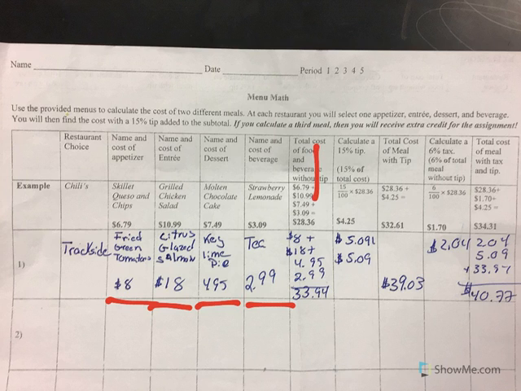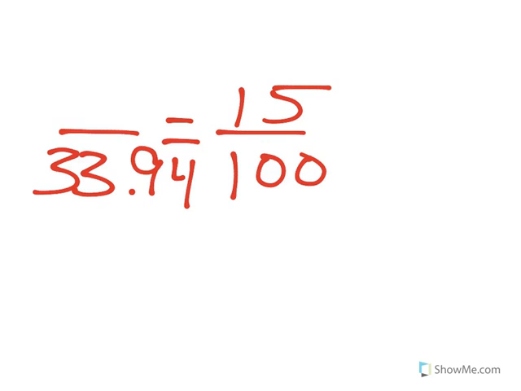So in this column right here, you can see that I added everything up. I used a calculator. I got $33.94. Now I got to calculate the tip, which is this part right here. So when I calculate the tip, I like to put it into my proportion there. So now I can do the work for that. So what I'm going to do is I'm going to multiply $33.94 times 15.